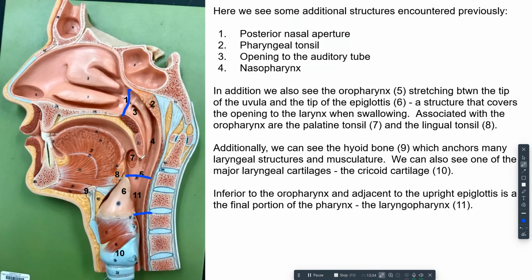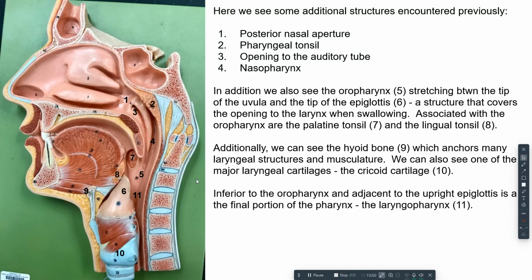So we had nasopharynx up here, oropharynx right here, and laryngopharynx down here. Perfection. Okay, what else do we see here?